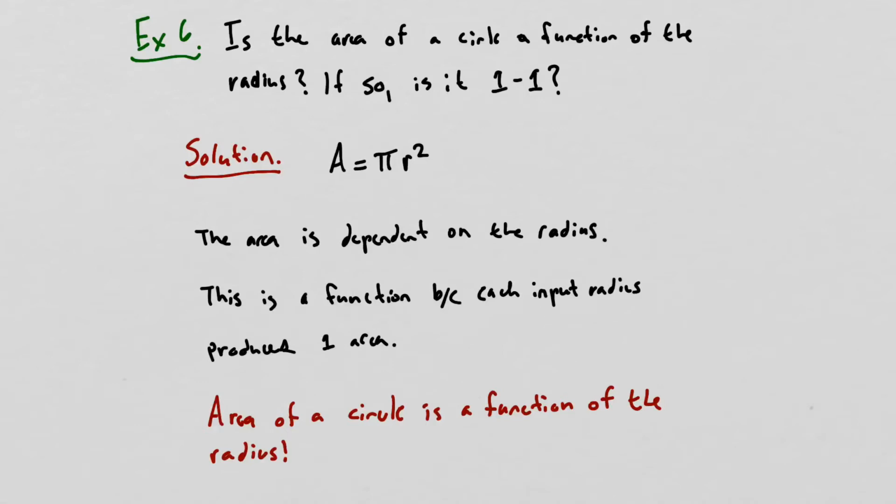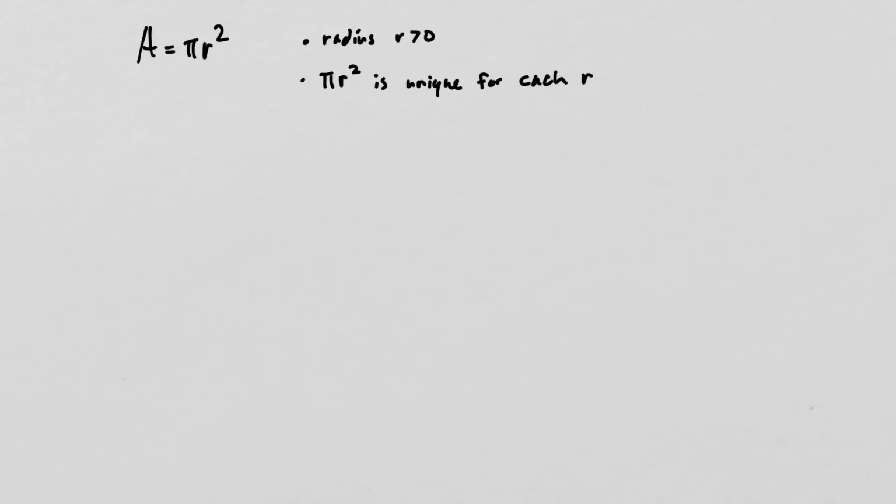Let me go ahead and start a new page. Again, the equation we're working with is A is going to be equal to pi r squared. In this case, again, the radius is always a positive number, radius r is greater than 0, which again tells us that given a radius, plugging that radius into our equation produces a unique area. To see this visually, we can go ahead and draw the graph, which is going to look very similar to the previous example.